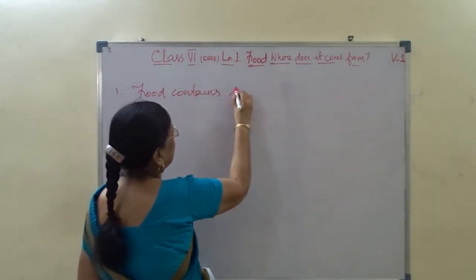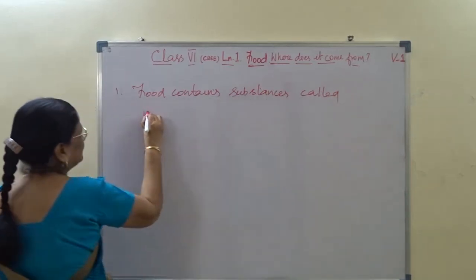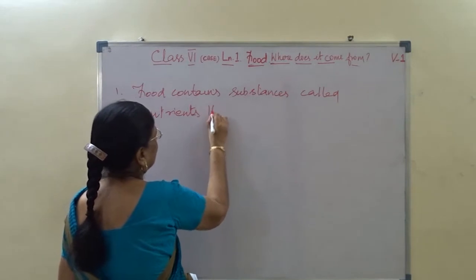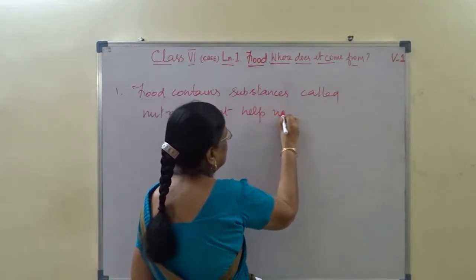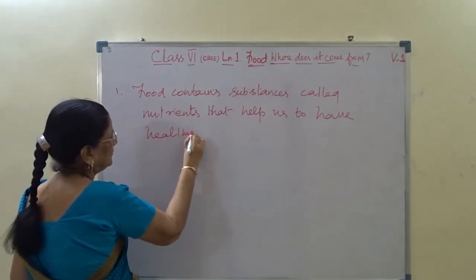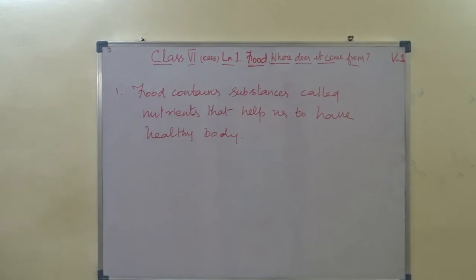Food contains substances called nutrients that help us to have a healthy body. Go through this answer. Right? So why is food so important to the body? Food is so important to the body because food contains substances called nutrients that help us to have a healthy body. Okay. Then what are called ingredients?